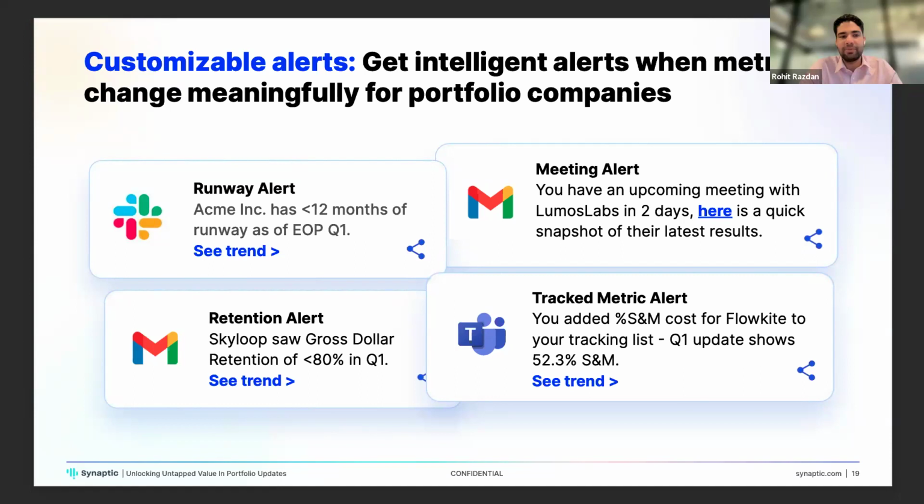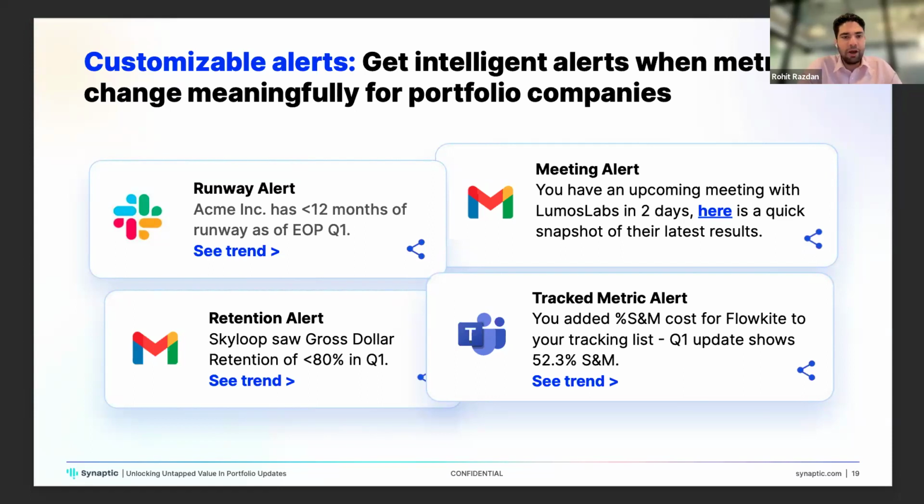These alerts can be as simple as, hey, I have a red line whenever a company breaches a red line, which could be whenever they have less than 12 months of runway, or whenever they have less than 24 months of runway. At 12 months of runway, I would want to be alerted much earlier than that. Whenever the company has less than 18 months of runway, send me an alert.